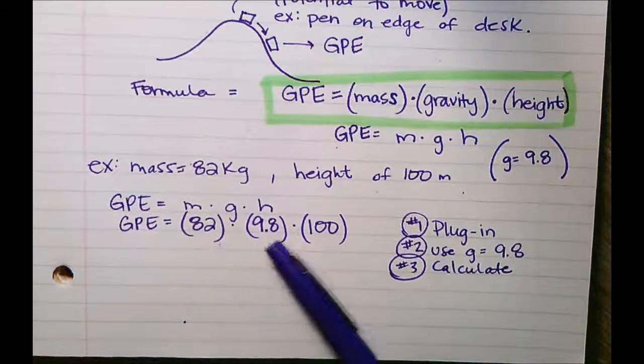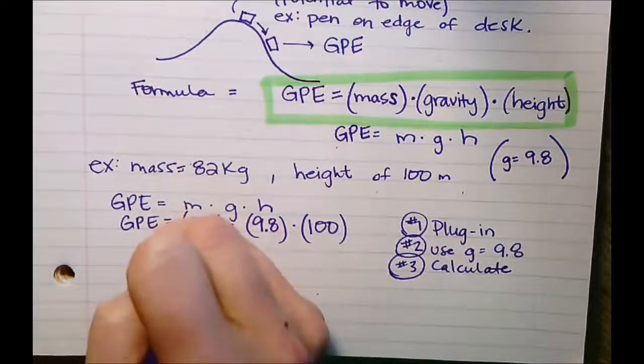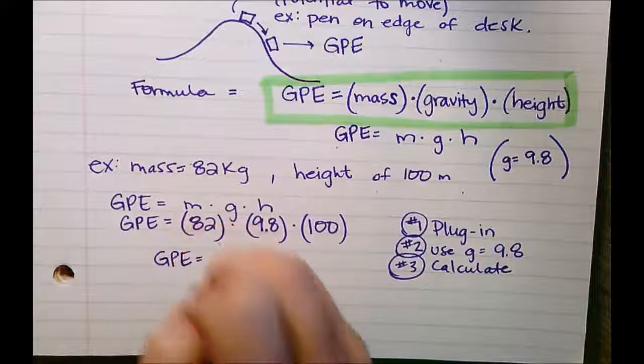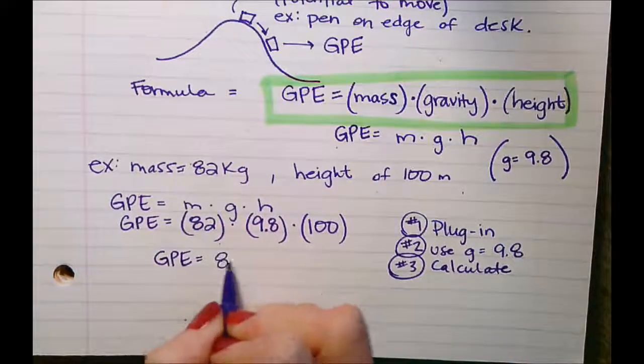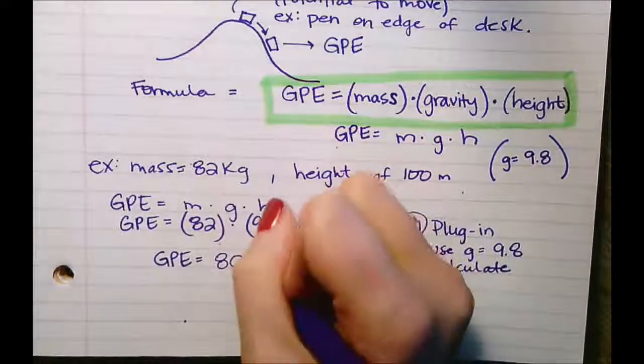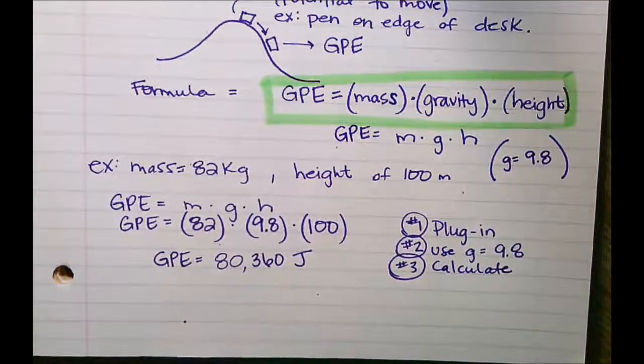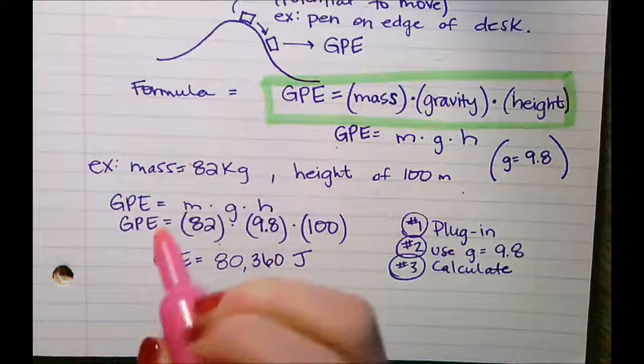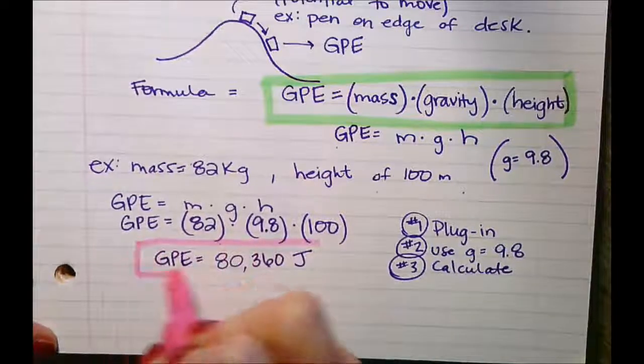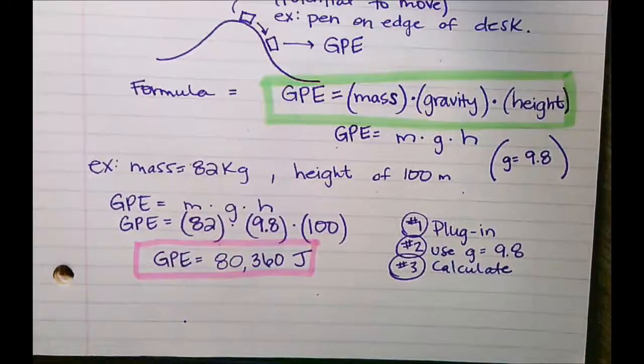So 82 times 9.8 times 100, once you plug that into your calculator, you would get 80,360 joules. Again, joules is our unit for energy. So we will box in our answer because that's what we do in class. So that would be part 3.